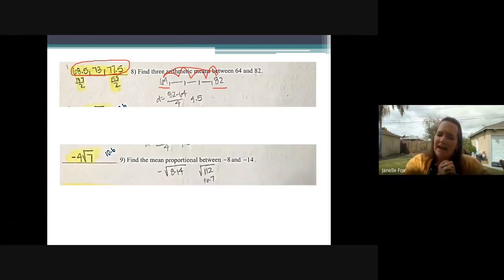Moving on to number 9, this one says find the mean proportional between -8 and -14. Guys, this is when you do the geometric mean. The first thing you have to make sure is that the signs are the same. If the signs are not the same, then you do not get to find that single geometric mean, but they are, so that's fine.